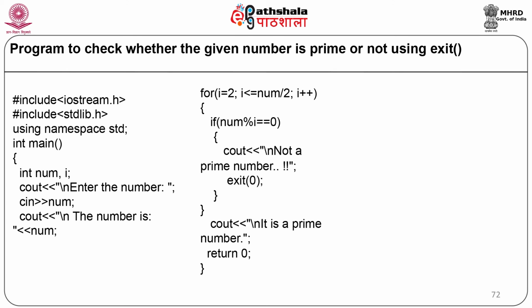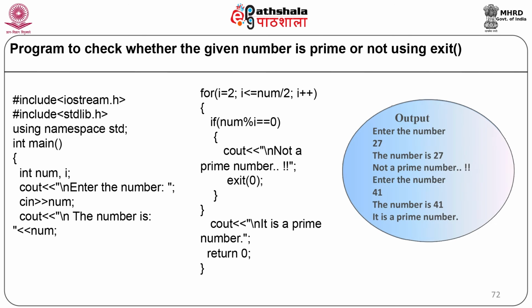As you can see here, once you find that the number is not a prime number, it will not go to the next iterations, but it will come out of the program. When the above program is compiled and executed, it will produce the result as enter the number. If the number is 27, then it will display the message as the number is 27, not a prime number.